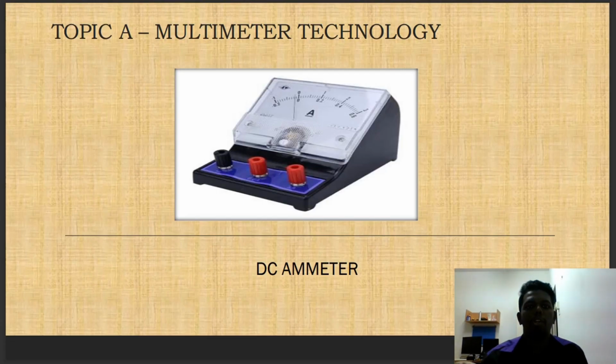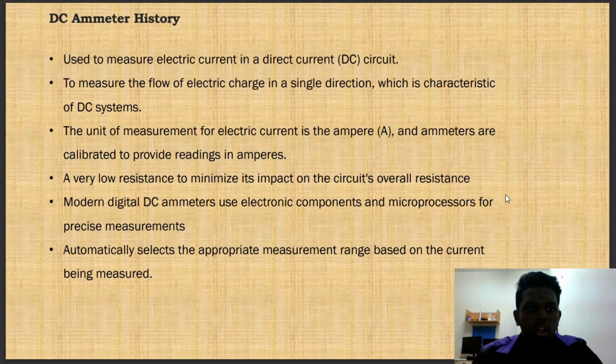Today I'm going to present about the topic: multimeter technology. This is an analog ammeter, a DC ammeter. This one is going to measure electric current in a direct current (DC) circuit, to measure the flow of electric charge in a single direction, which is a characteristic of DC systems. The unit for measurement of electric current is the ampere.